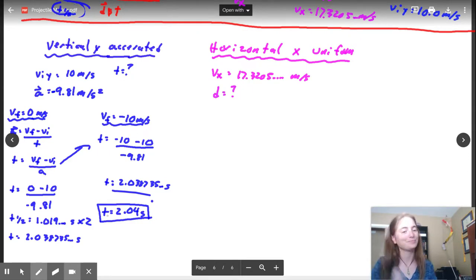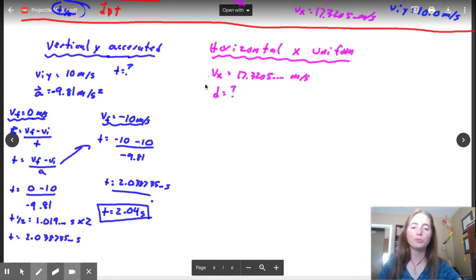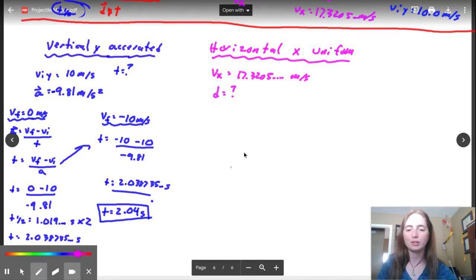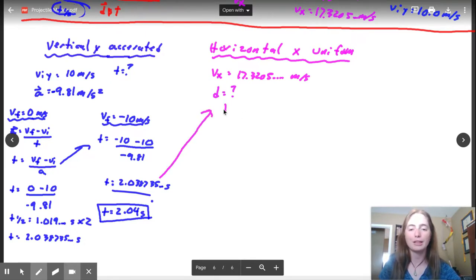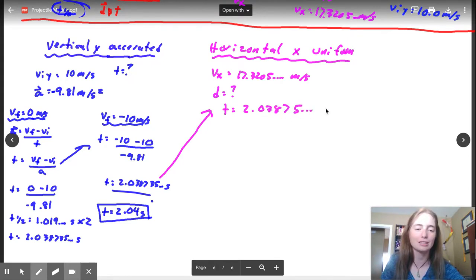All right. So we now can move over to B here, where I'm asking you to calculate the total horizontal distance. So for the total horizontal distance, I'm going to take this time here and bring that up. So do not use the rounded time. No rounded time. Use the full time. We get lots of time for this question. 2.03875 ... seconds. Use the full number in your calculations.